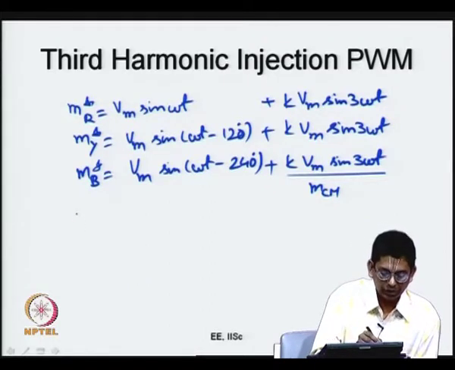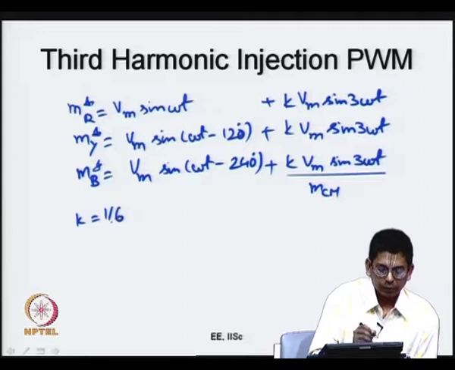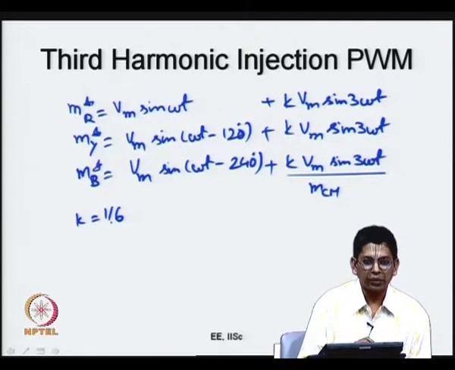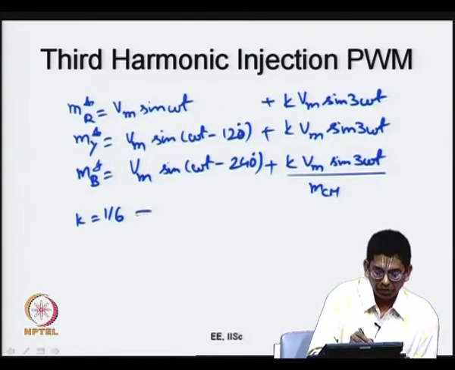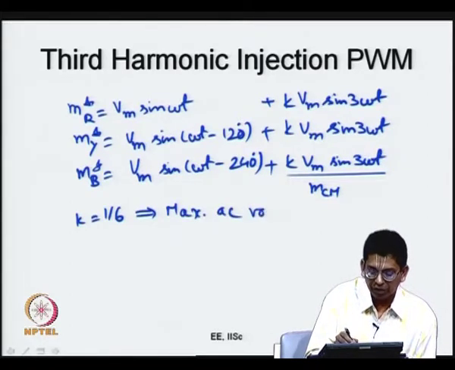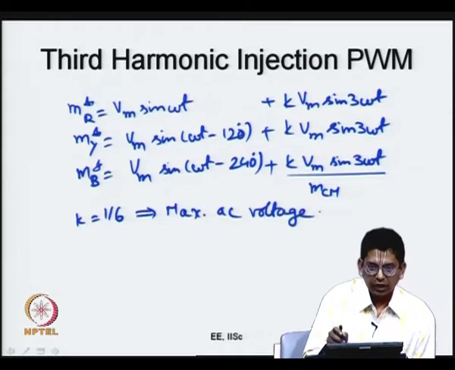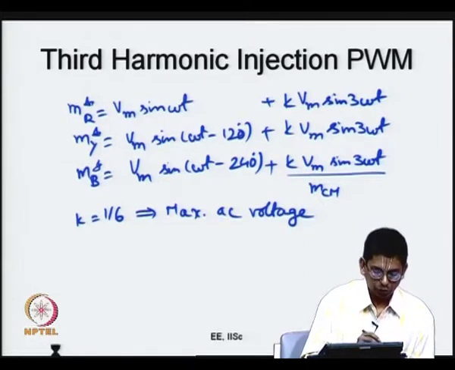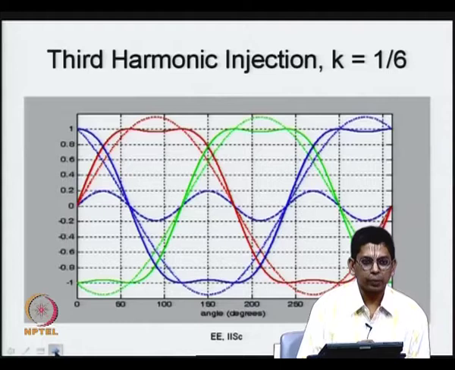Last time we saw k is equal to 1 by 6, and this k equal to 1 by 6 gives you maximum AC voltage with a given DC bus voltage. I have this thing with me, I can show this to you. So, this is what k is equal to 1 by 6 looks like.